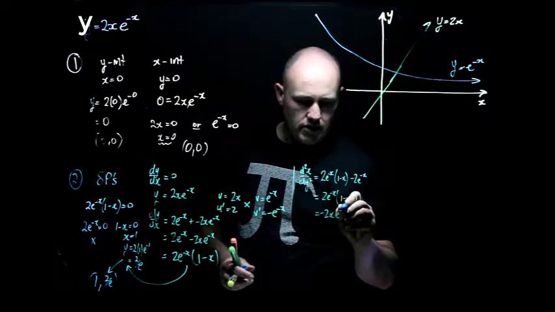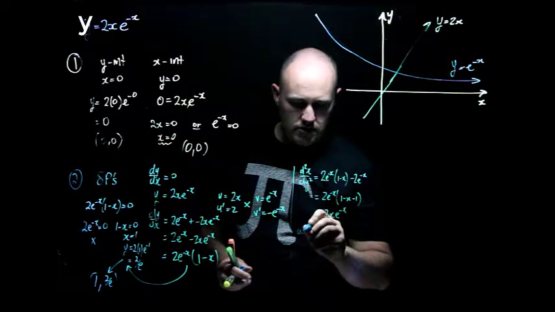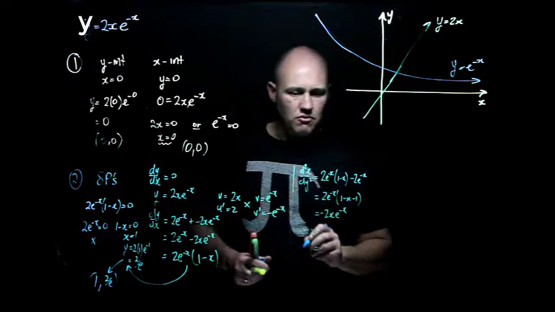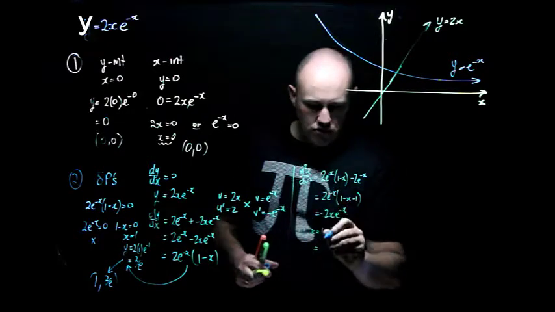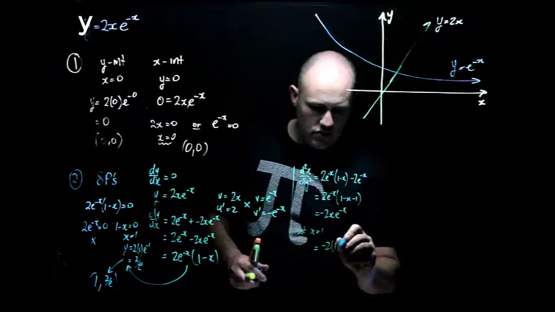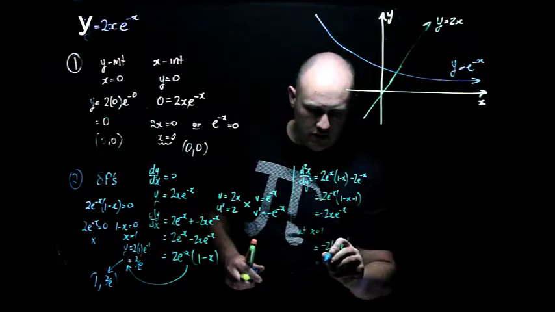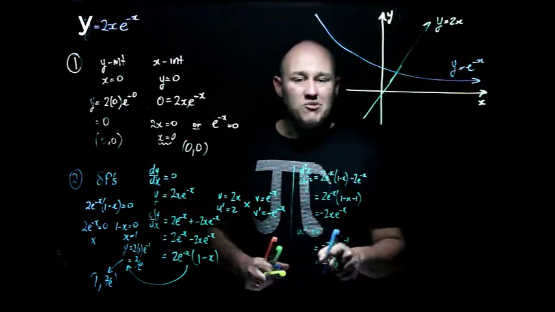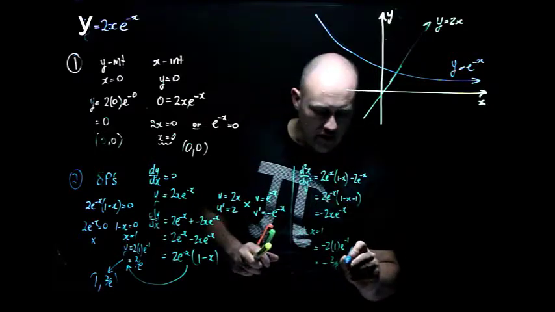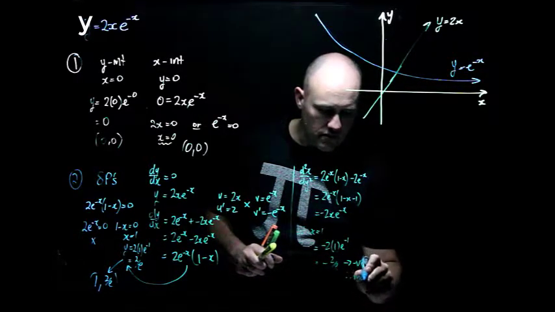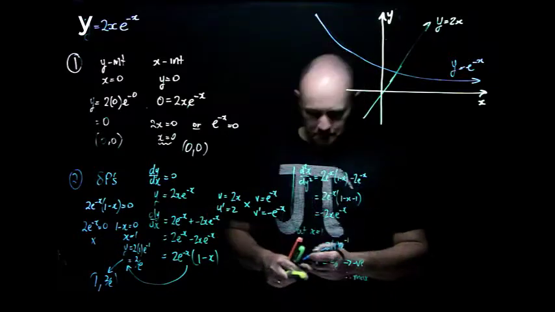and that becomes negative 2x e to the negative x, and at x equals 1, d squared y/dx squared will be equal to negative 2 times 1 times e to the negative 1, which is just negative 2 over e, which is excellent. We don't care about the 2 over e bit, it's negative, and therefore it's a maximum. That's all we care about there.